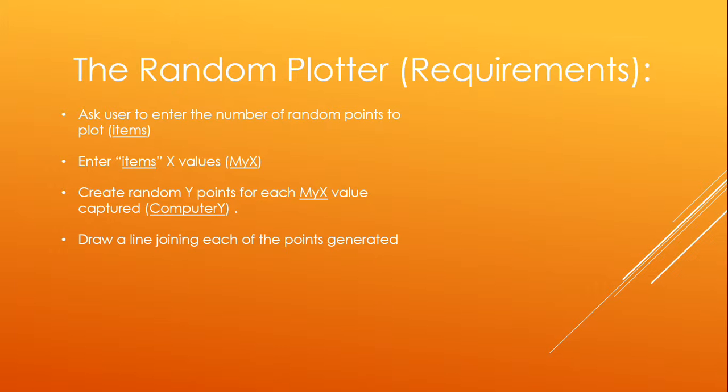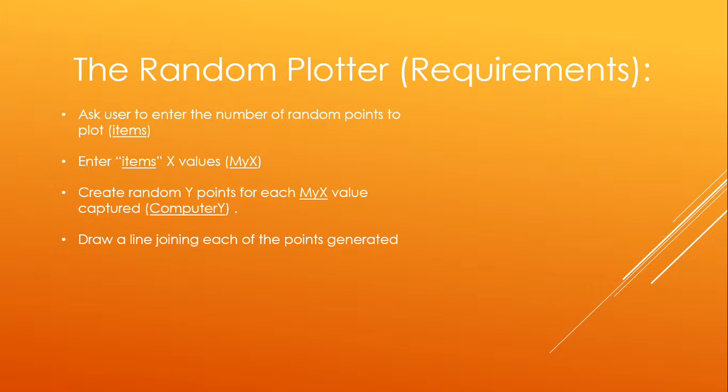Okay, let's look at a use of lists. We're going to now write a program called the random plotter. And these are our requirements. You're to ask the user to enter the number of random points that he wants to plot. So let's say I want to plot 5 random points. The first thing you have to do is ask how many points do you want to plot. So the person can enter 5. You'll enter this value into a variable called items.